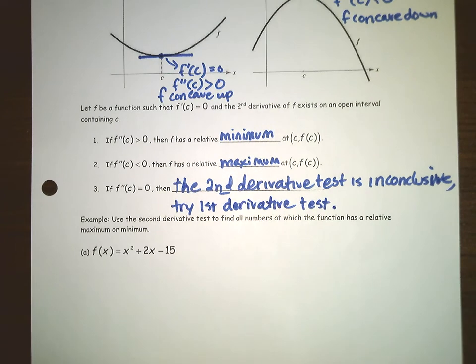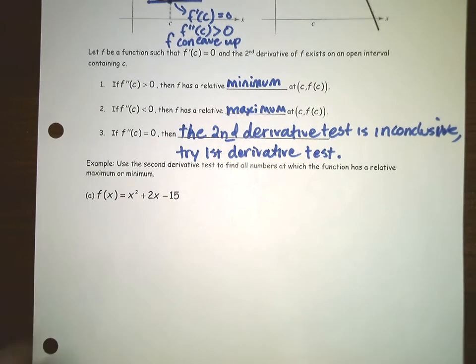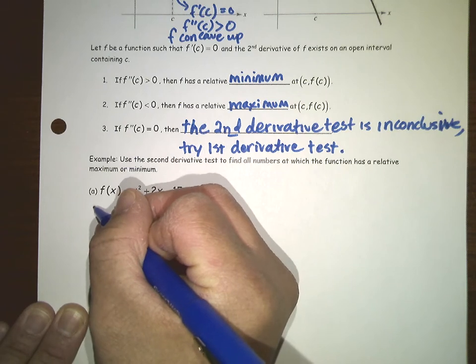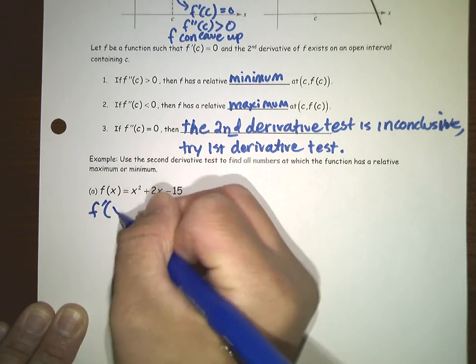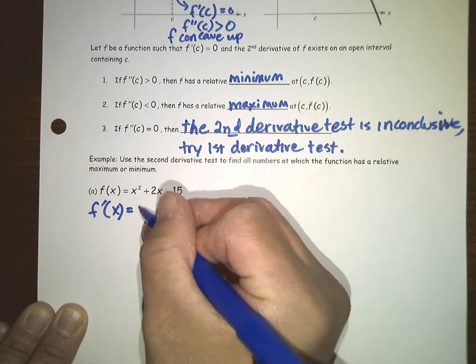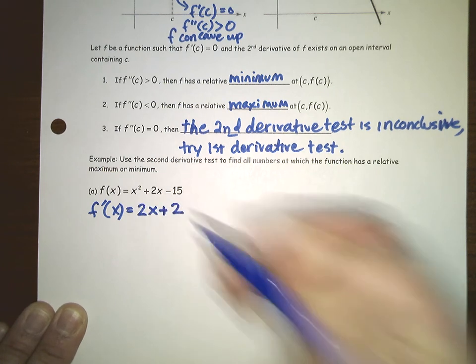All right, so this is actually just a different way to figure out whether the function f has a relative maximum or minimum at a point. So use the second derivative test to find all numbers at which the function has a relative maximum or minimum. So here we go. We'll find the first derivative of f of x equals x squared plus 2x minus 15. So that would be 2x plus 2.